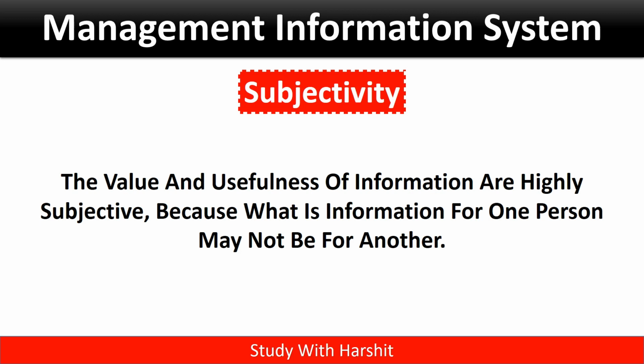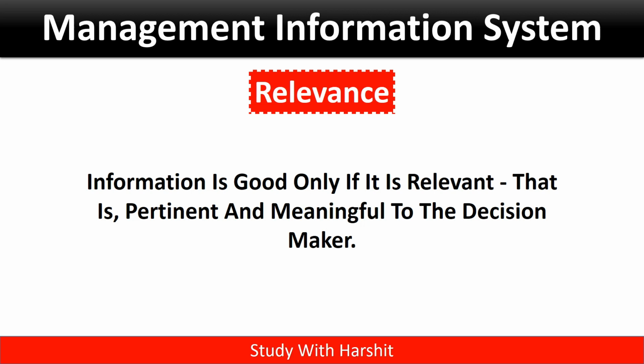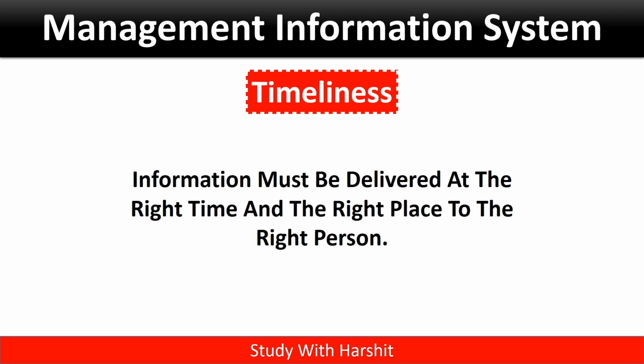Subjectivity. The value and usefulness of information are highly subjective because what is information for one person may not be for another. Relevance. Information is good only if it is relevant, that is, pertinent and meaningful to the decision maker. Timeliness. Information must be delivered at the right time and the right place to the right person.